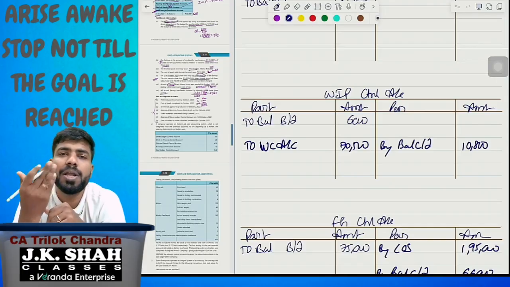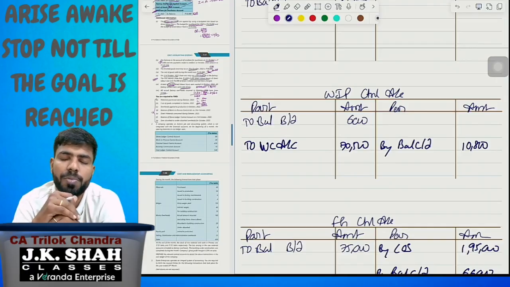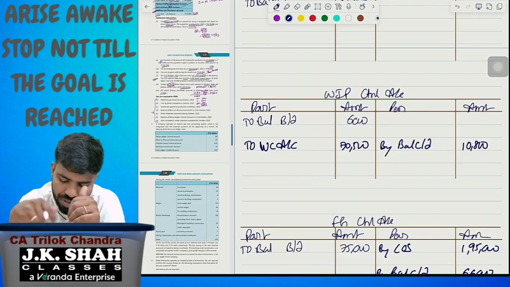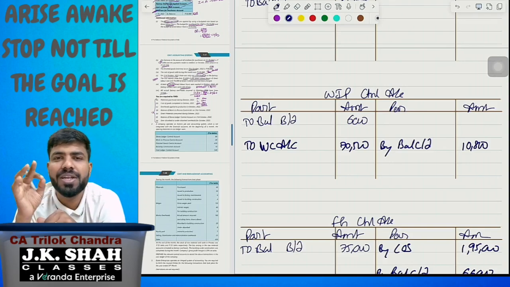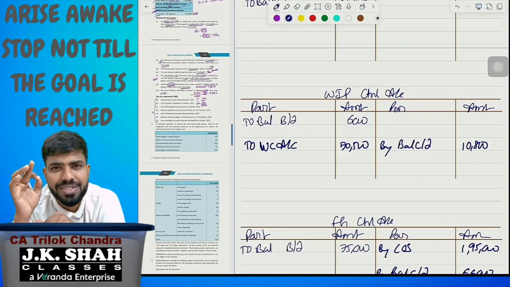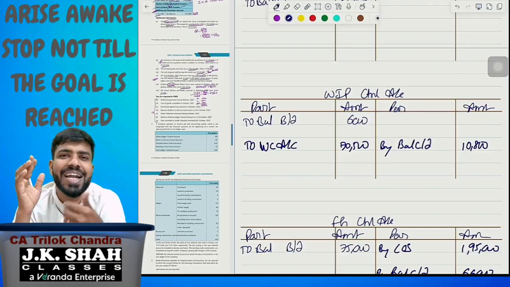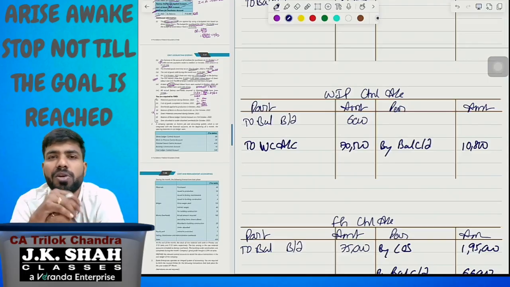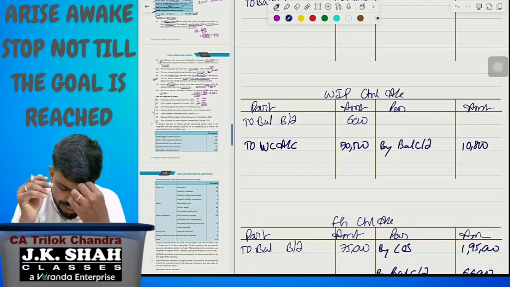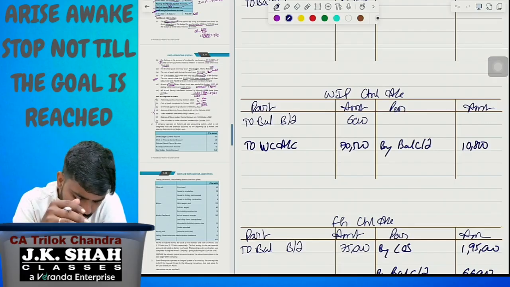The entry is normally WIP account debit to wages control account. WIP account debit to wages control account. So I am writing to wages control account 70,500. Are you understanding? It is direct wages. Which account is to be debited? WIP account to wages control account. Clear? Next.